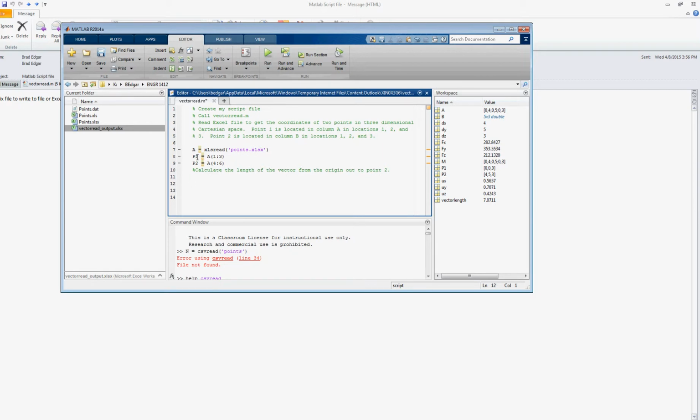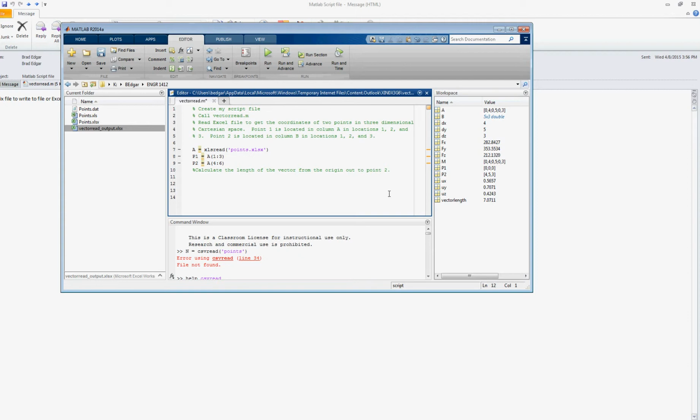So I've got the location of points 1 and points 2 stored in these two arrays. In P1, I'm going to access the array A, entries 1 through 3, to get the Cartesian vector locations of point 1, which is just the origin, 0, 0, 0. And then I've got point 2 located and stored in the array in locations 4 through 6. We said that was going to be point 4, 5, and 3. What I want to do now is calculate the length of the vector from the origin out to point 2.